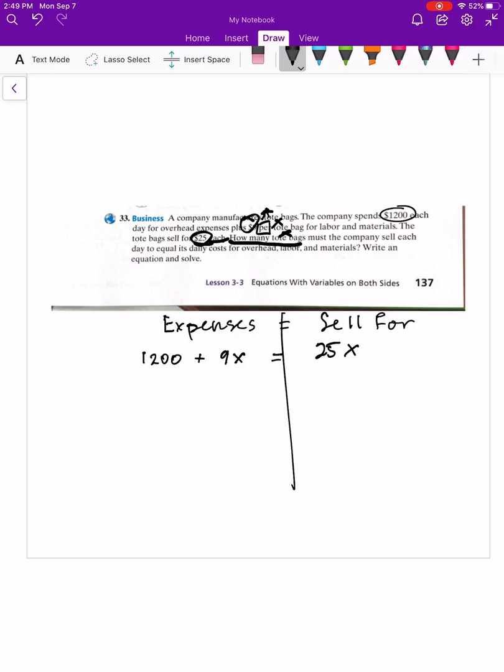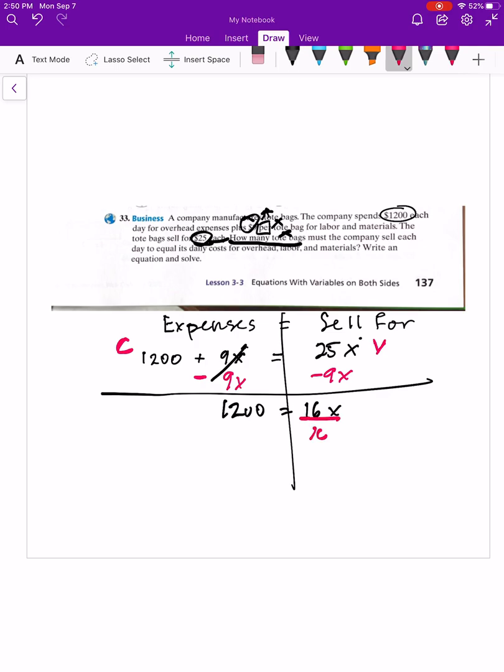All right, so once again, you have variables on both sides. So you got a 9X and you got a 25X. I'm going to choose to put variables on one side, constants on the other. I'm going to choose this as my variable side because I already have it isolated. And here's my constant side. So now I'm going to subtract the 9X from both sides, leaving 1,200 on this side equals, and then 25 minus 9X. 25 minus 9X would be like 16X. Now I'm going to divide by 16 and divide by 16. So that makes X equal to 1,200 divided by 16, which if you put that into your calculator is 75.